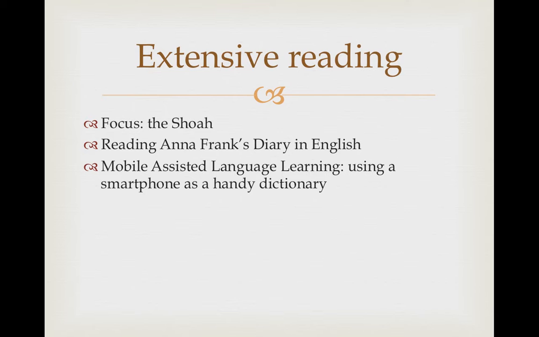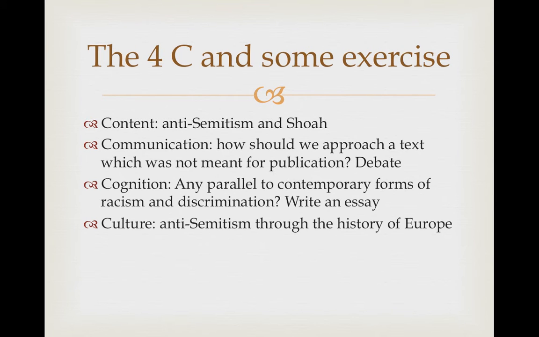and can be implemented with mobile-assisted language learning. Using a smartphone as a handy dictionary can be fairly useful, although students are not supposed to look up every word in a dictionary, as this is not the philosophy of extensive reading. The 4 C's of the CLIL approach can be easily covered. The content is clear: anti-Semitism and the Shoah.